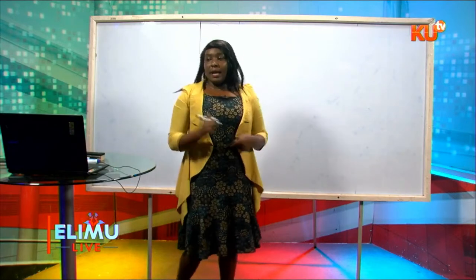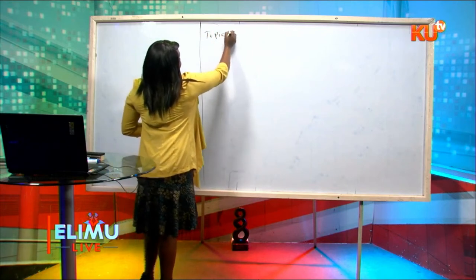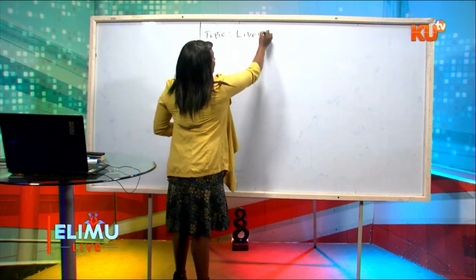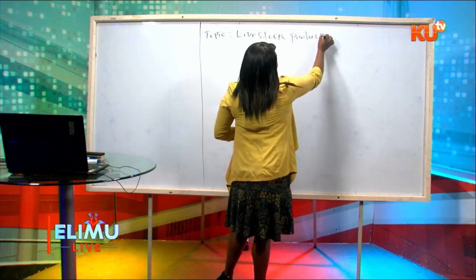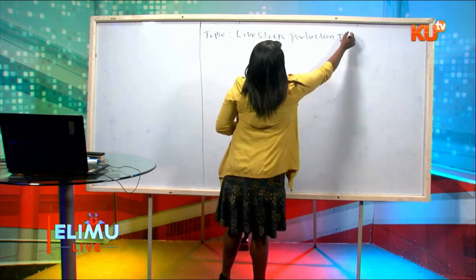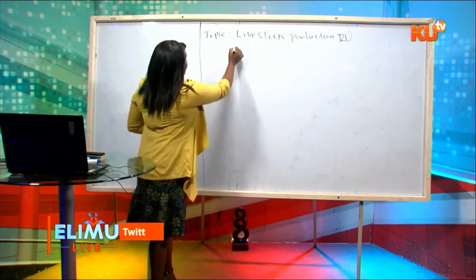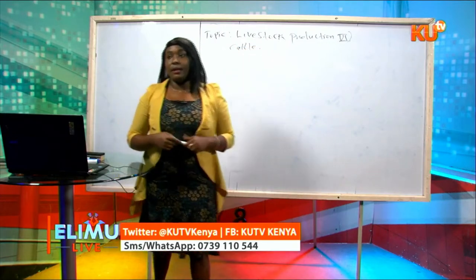Now, the topic is livestock production 6. That is the cattle.